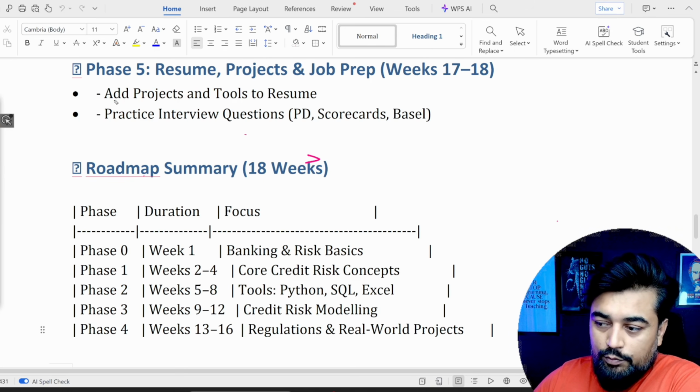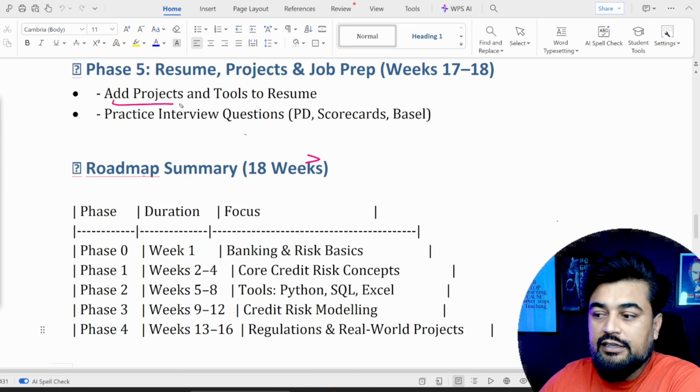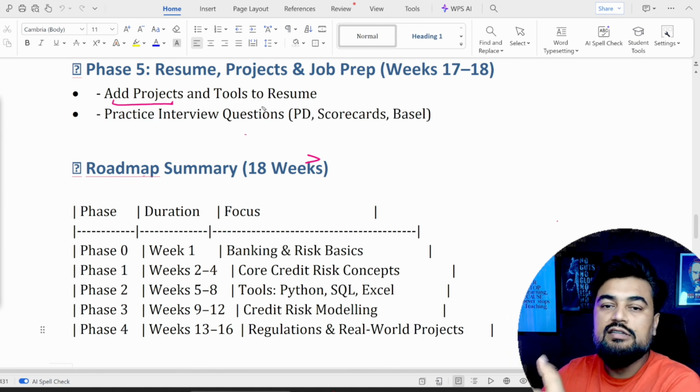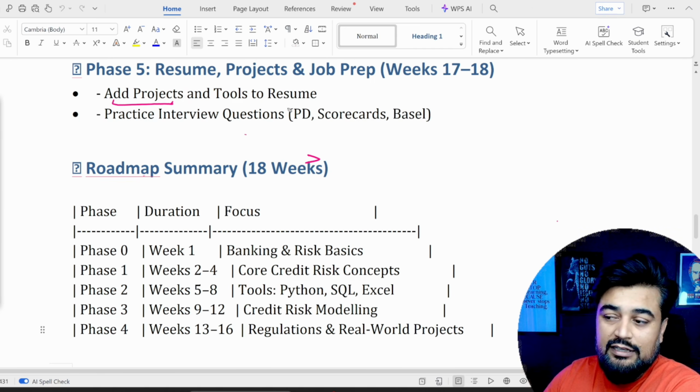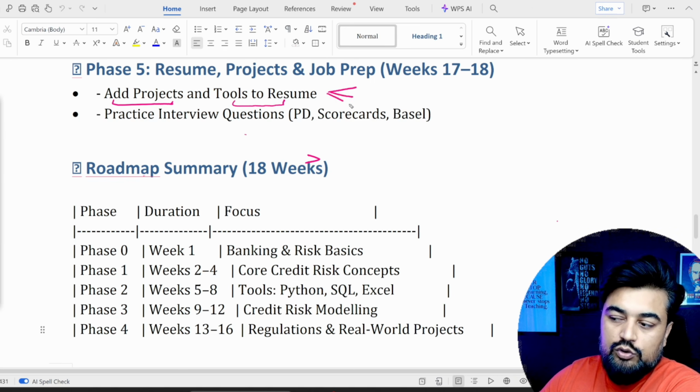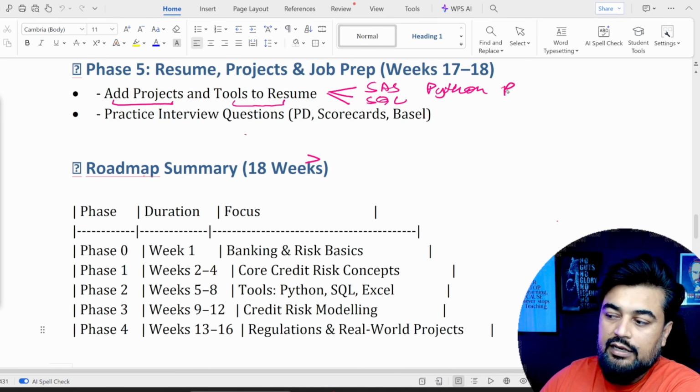You need to make sure you are adding a complete project. Take it from Google, you can search it, and there are projects available in many courses and different websites; you can purchase from them. Then tools should be properly mentioned in your resume with proper keywords, like SAS, SQL, Python, Pandas. All of them should be clearly specified.